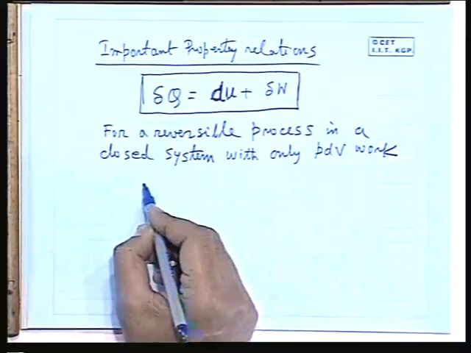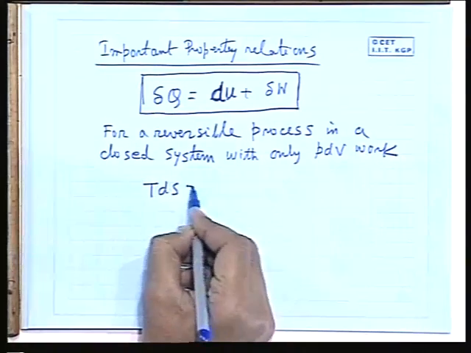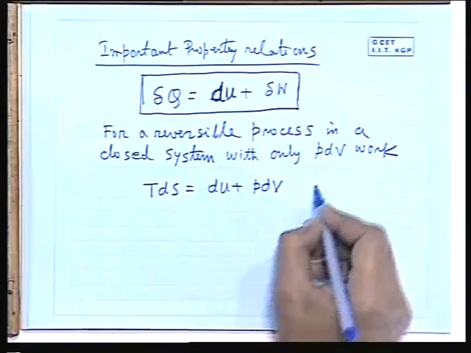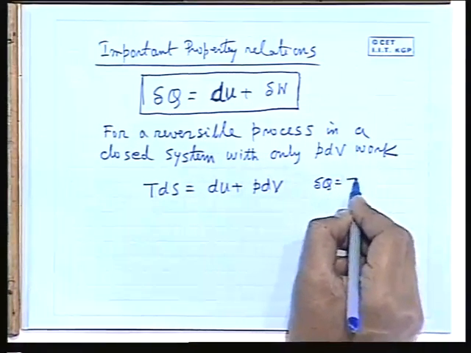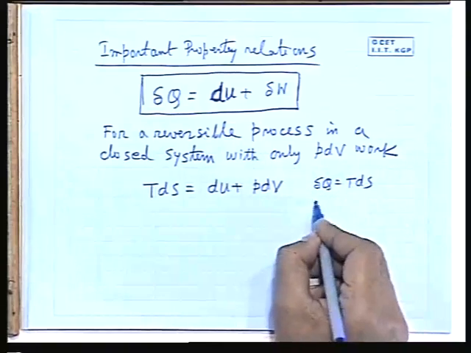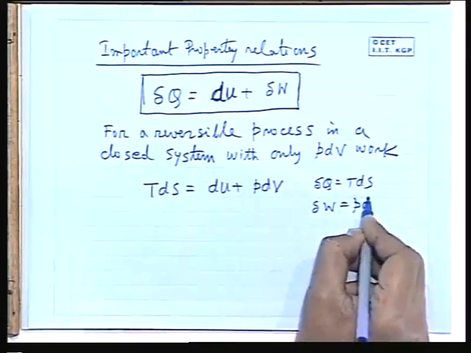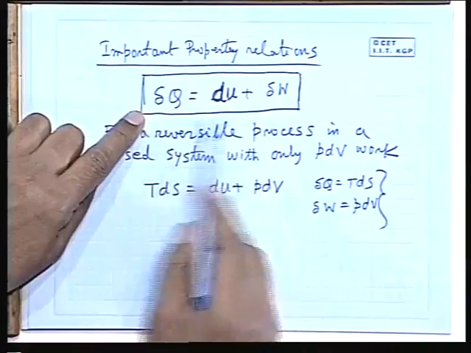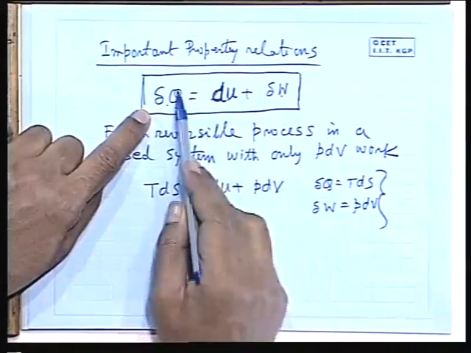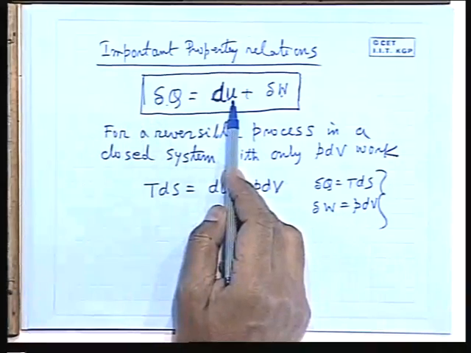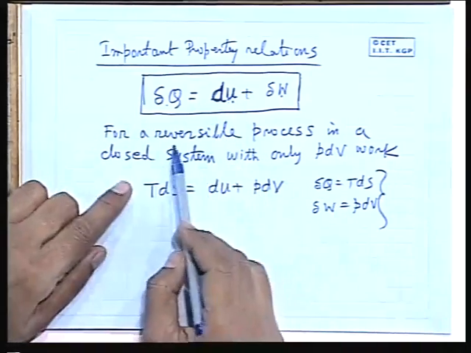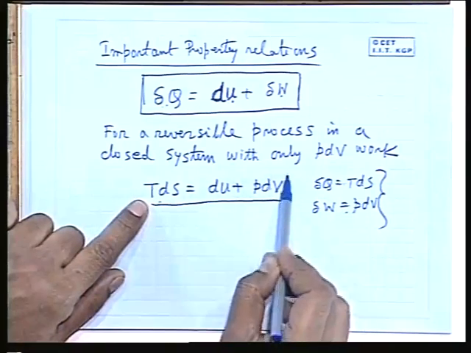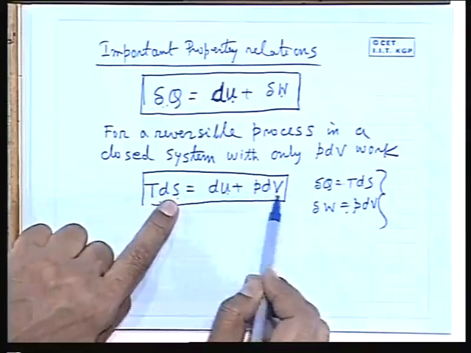Then what is the expression? Because del Q is TdS and del W is PdV. Now you see that this is the first law where these two are path functions, their difference is the point function, that is the precise outcome of the first law. But for a reversible process, when I write this, then this entire equation relates only the properties, state variables.